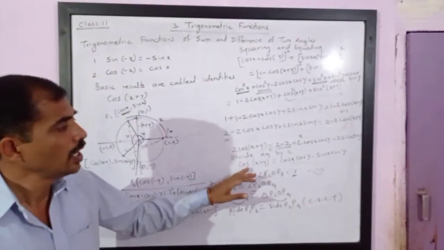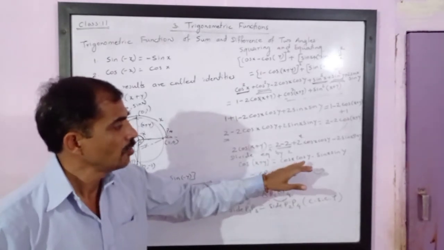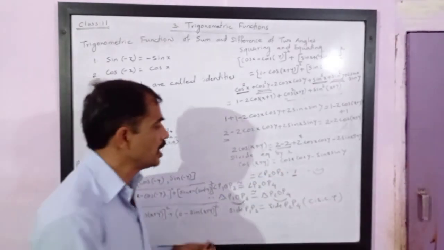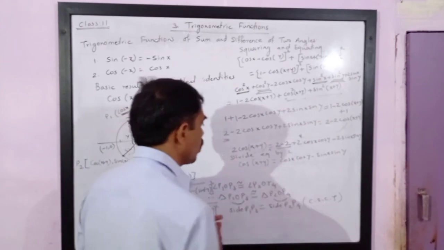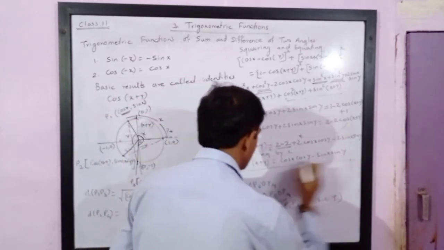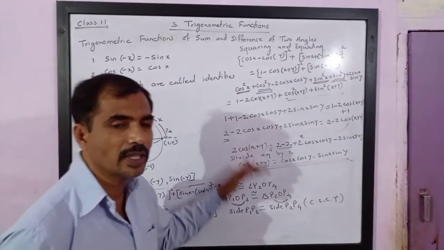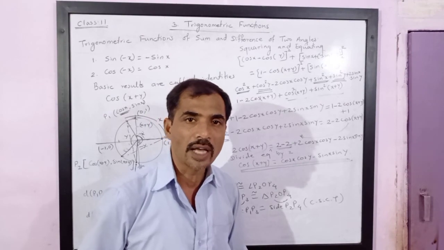Dear friends, we have reached a very important result. We are going to use this identity for getting the other identities. Now we have got the identity here: cos of x plus y is equal to cos x cos y minus sin x sin y. This identity we are going to use for further deriving the other identities.